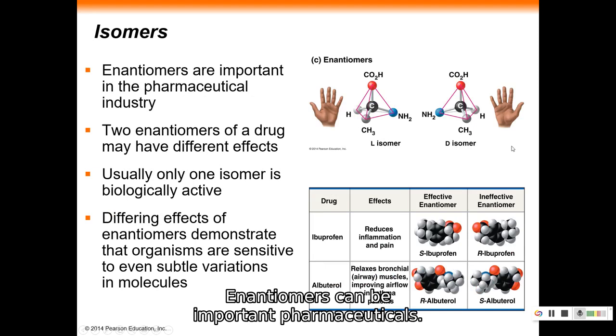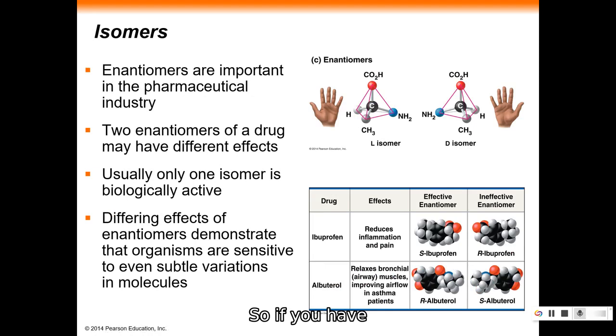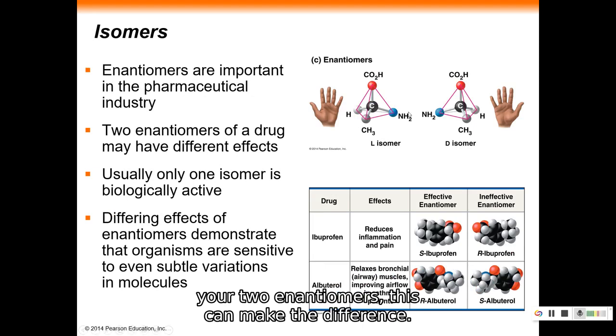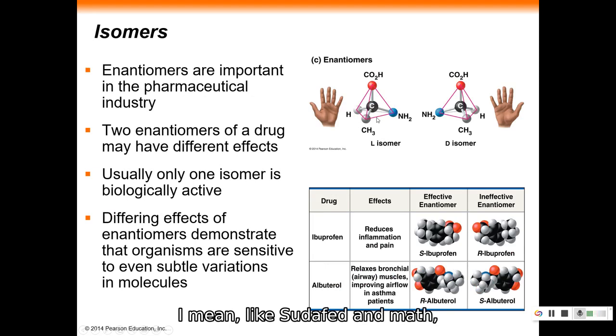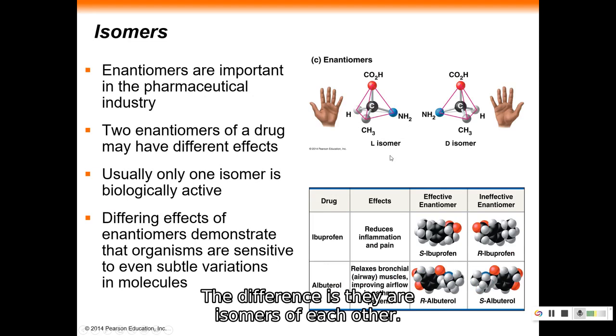Enantiomers can be important pharmaceutically. If you have your two enantiomers, this can make the difference between something like Sudafed and meth, a decent cold medicine to make you feel better or a highly addictive illegal drug. The difference is they're isomers of each other.